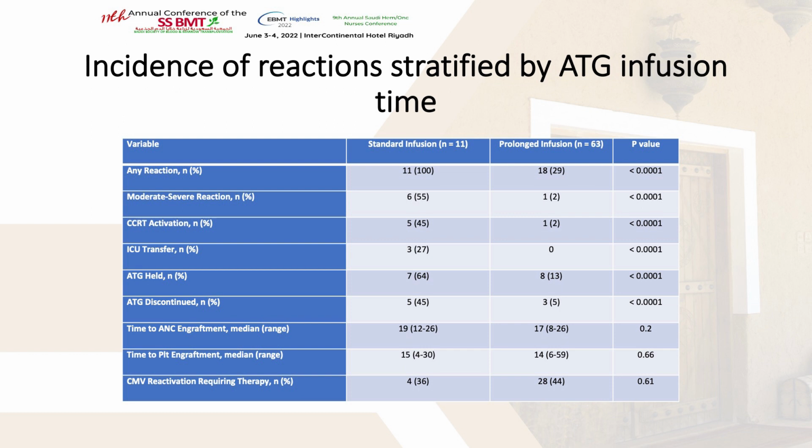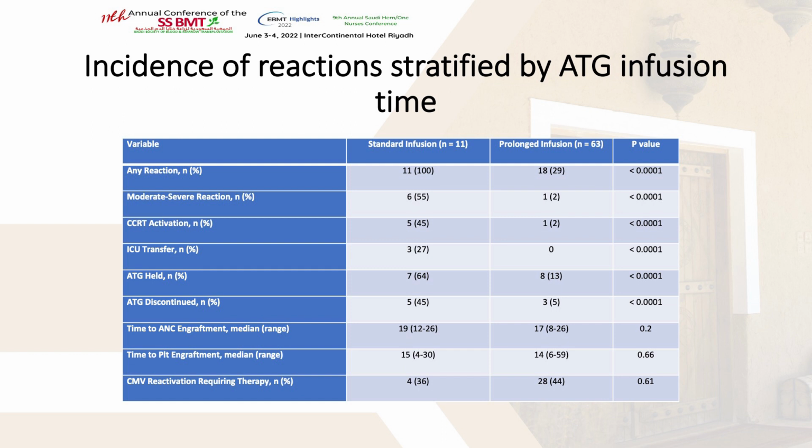ATG was held in 7 patients from 11, that means 64% of patients. Some were held for a few hours, and sometimes we delayed to the next day. But in the prolonged infusion, it was only 8, which is 13%, and it was because the nurses misunderstood. They just held it when they found the patient had chills and rigors. But nowadays, from 2020 to 2022, we have only 1 patient who reacted. We have not encountered any reaction.